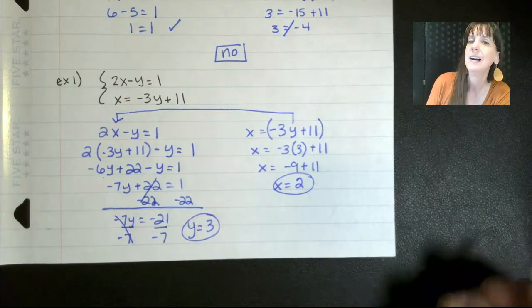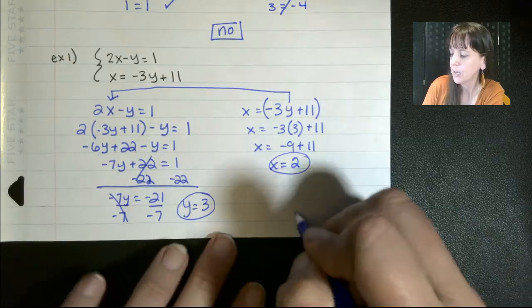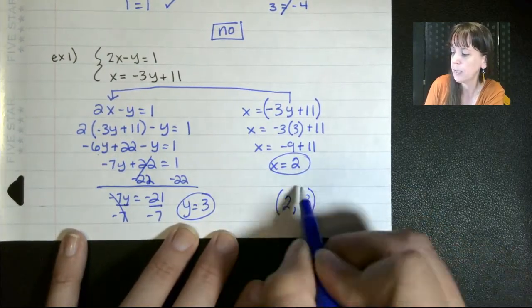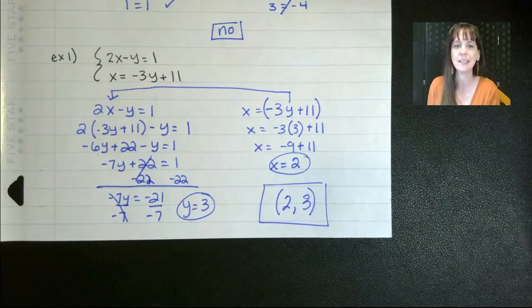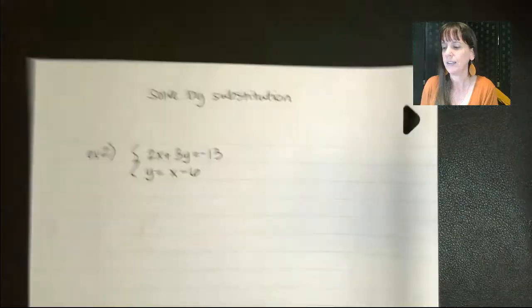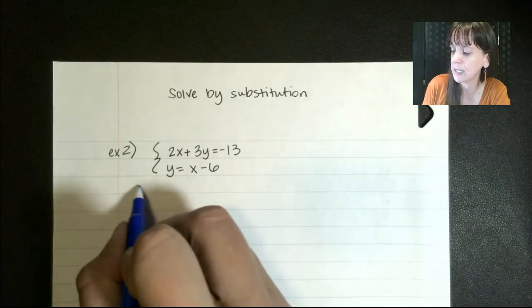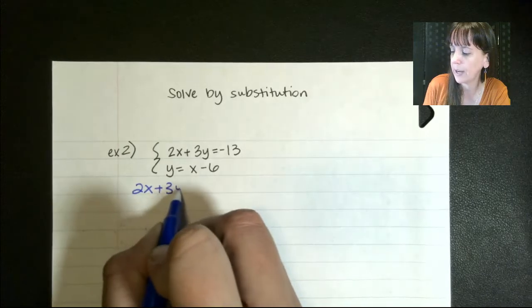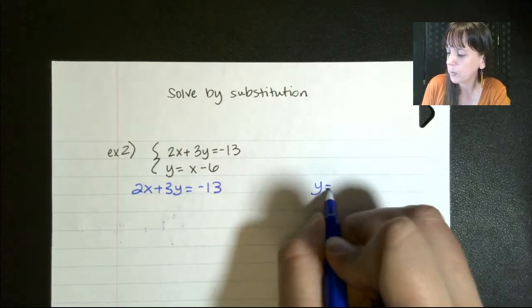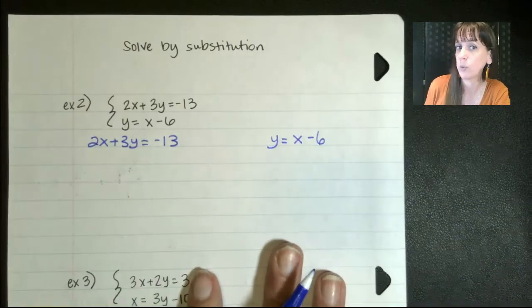But remember, in a system of equations, we always write our answer as an ordered pair. So we say (x, y), so (2, 3), and ta-da, that is my solution for this system of equations. Okay, let's practice another one. Again, substitution means side by side. So 2x plus 3y equals -13. Basically, if we were to graph both of these on the same graph, our solution is where they would cross.